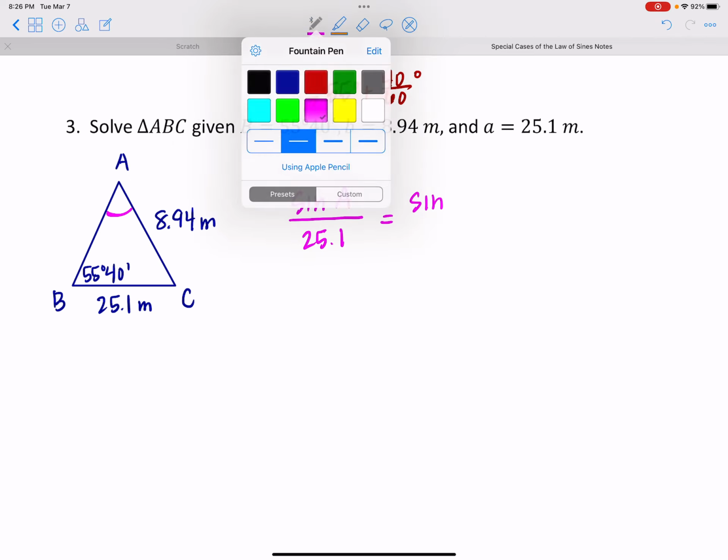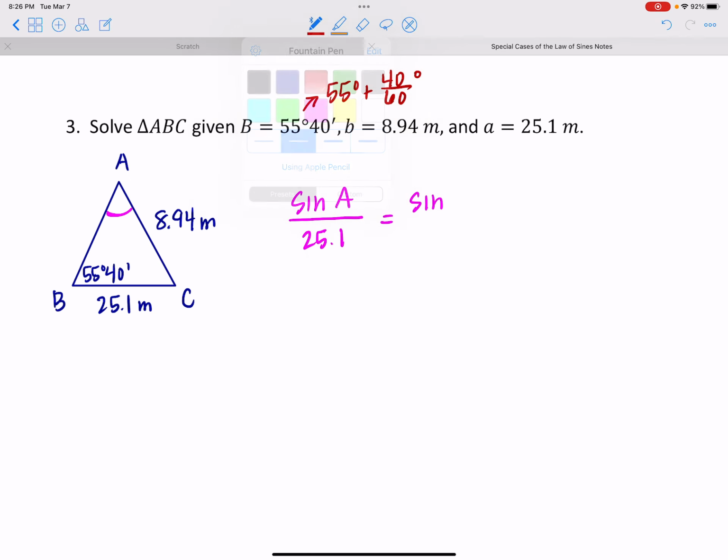Well, when I put this in the calculator, I'm going to keep it exact, but just to make the writing process go a little faster, I'll write it as 55.7. But again, when I go to the calculator, I don't want to round that and make too many rounding errors, so I'm going to use 55.7 here, but put the exact in the calculator. So there's the angle, and then the side opposite A, B this time, is 8.94.